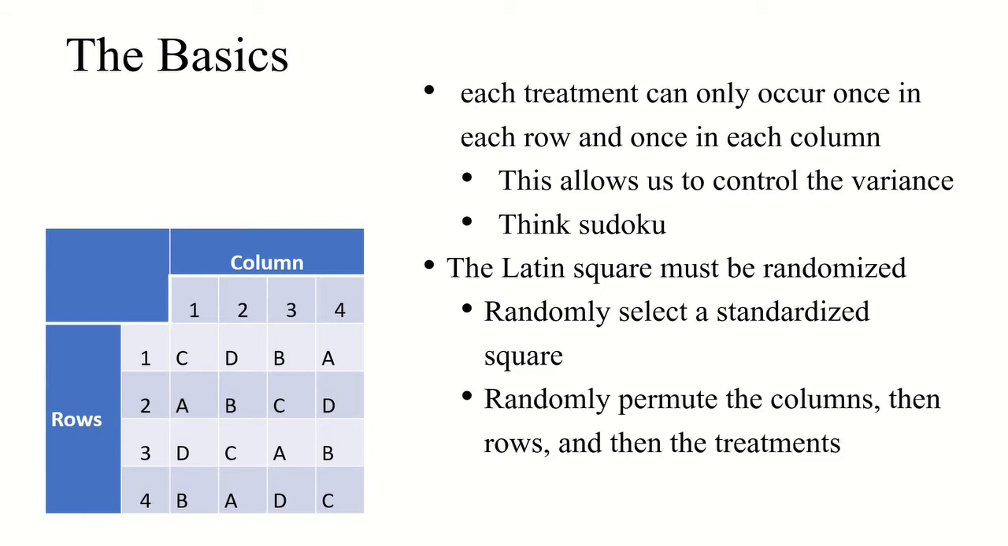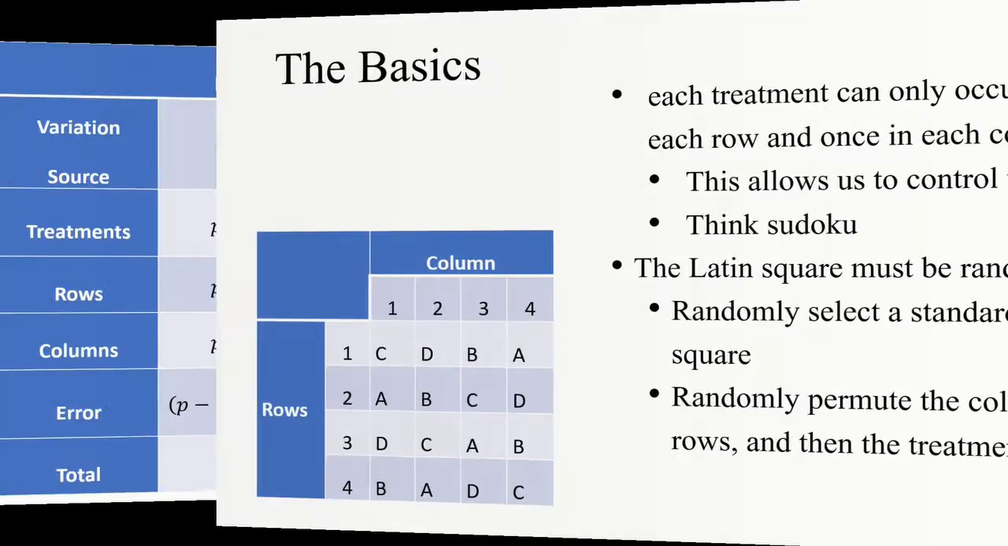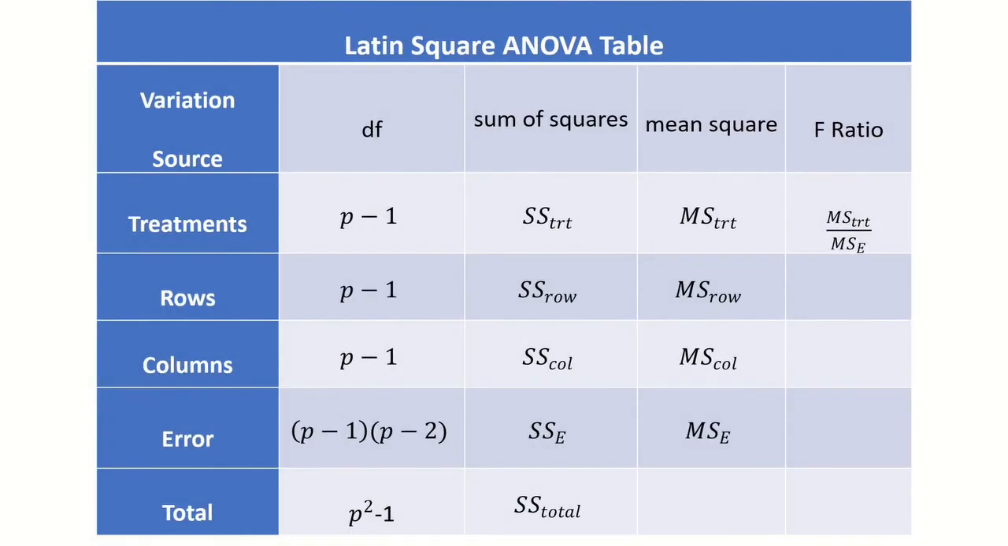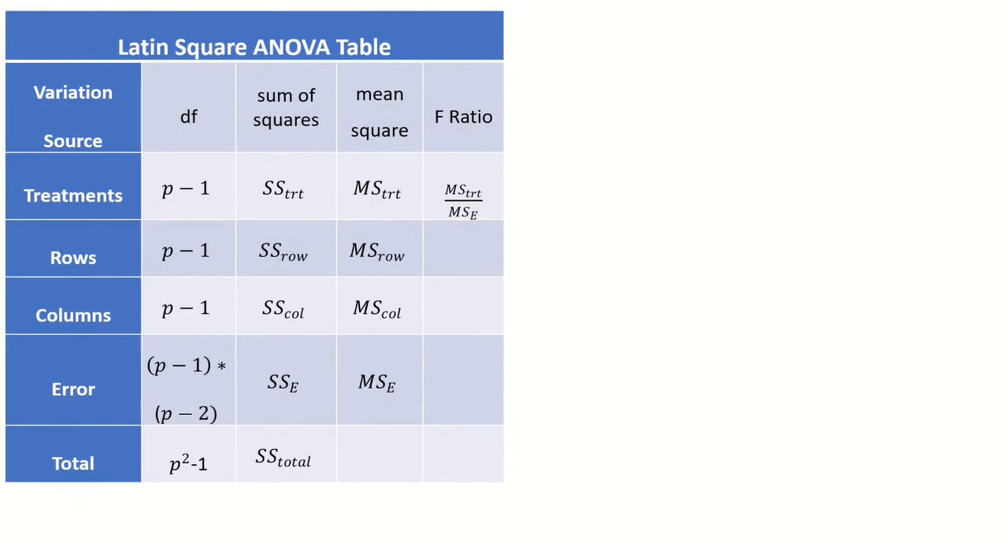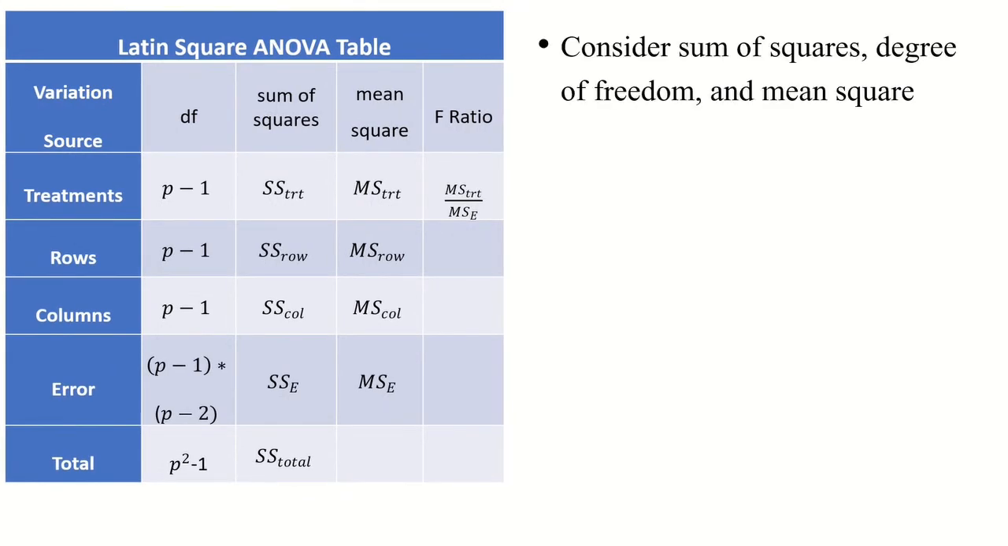The ANOVA table for the Latin square design is a bit different than the typical ANOVA tables, such as a randomized block design ANOVA table. Let's take a closer look at this. The tables are different because they need to consider the sum of squares, degrees of freedom, and mean squares for each of the columns, rows, and treatments, since they do not interact.